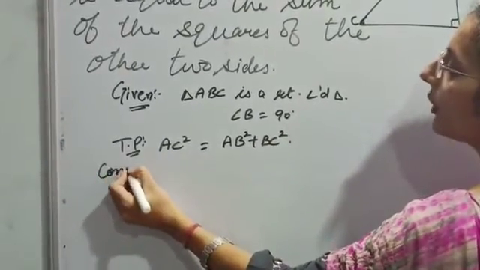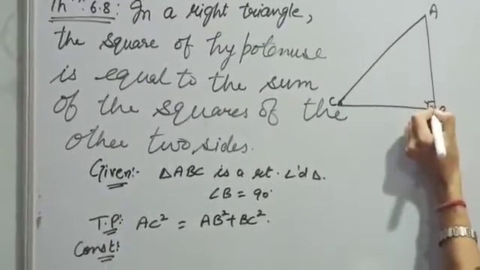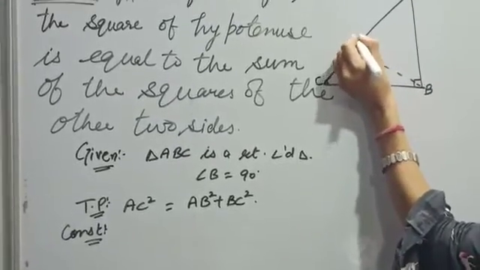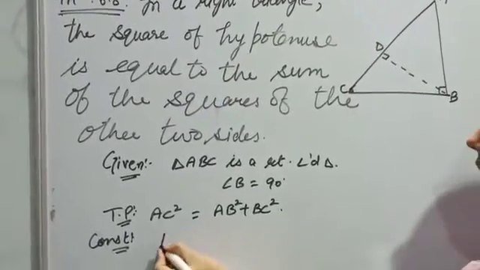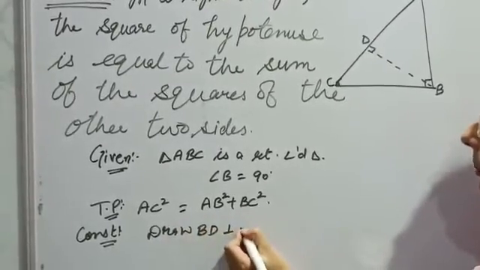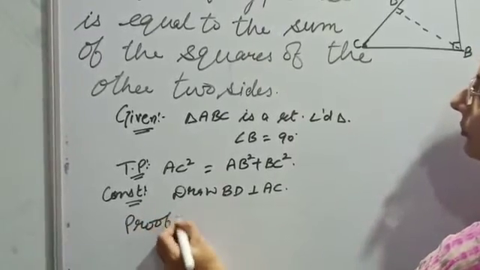Now to prove this theorem we will do the construction. Through point B we will draw a line which is perpendicular to AC. So in the construction we will write: draw BD perpendicular to AC. Now we will start the proof.